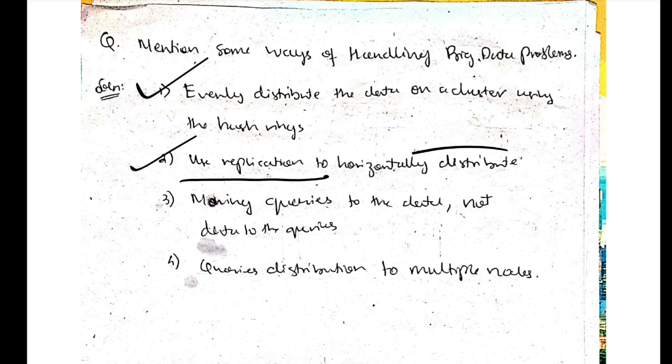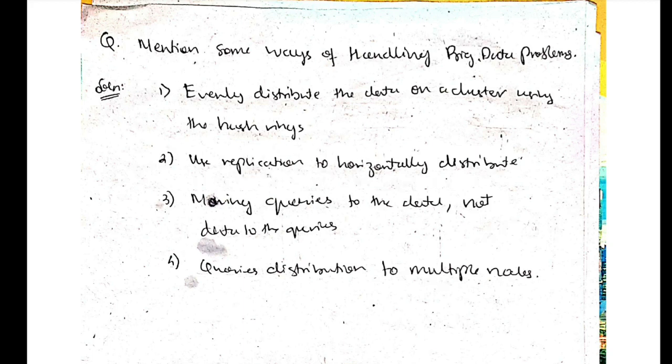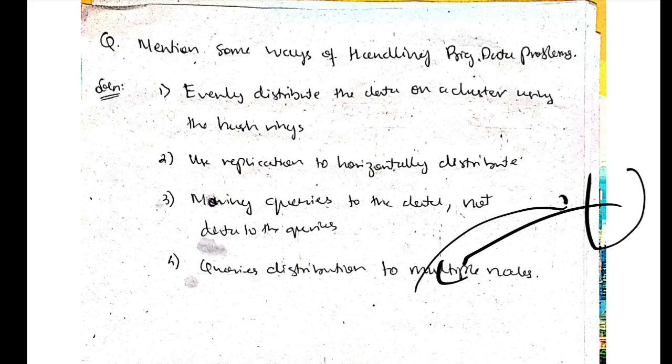Use replication to horizontally distribute. Replication means making copies and distributing here and there. Then moving queries to the data, not the data to the queries. See, if you want to buy an ice cream, you will go to the shop. The shop will not come to you. The buying of ice cream is nothing but the query, and the data is nothing but the ice cream. You are going to the ice cream shop. Remember like that.